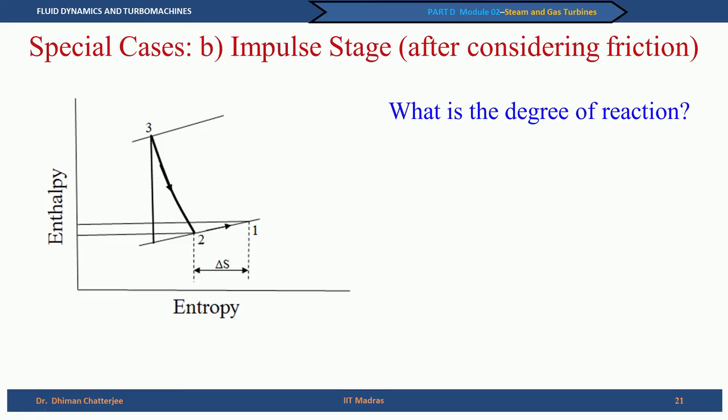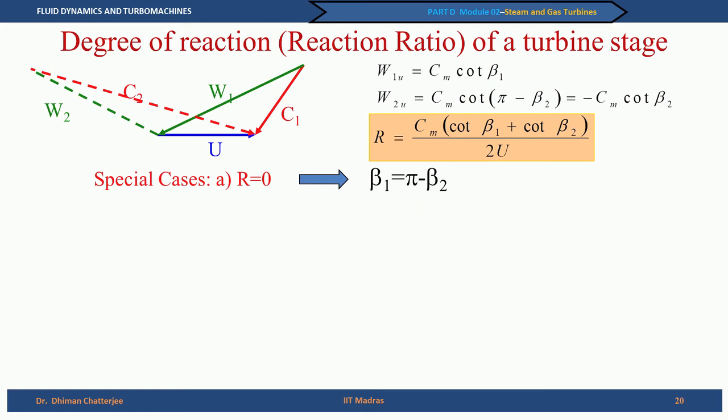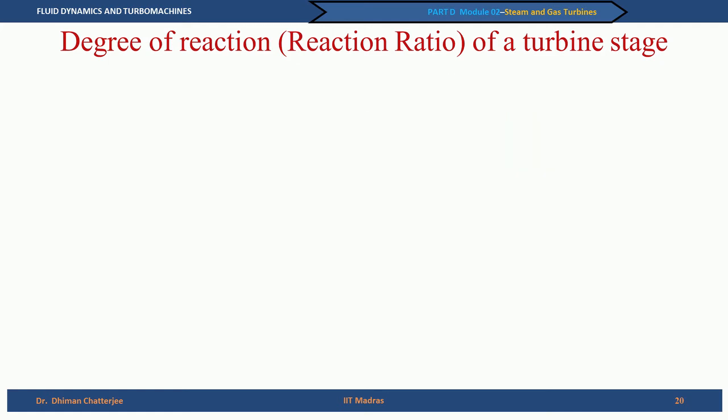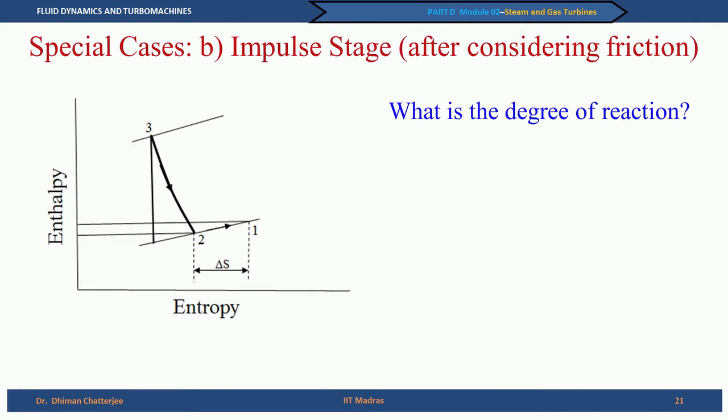Recollect the definition of R. Let us go back and look at the definition of R once again. We will see that R is H2 minus H1. Now, in the case of friction with an impulse stage, we find that H1 is more than H2, which means H2 minus H1 is negative. So, what happens to the degree of reaction? You can find out now. It is actually going to be negative.